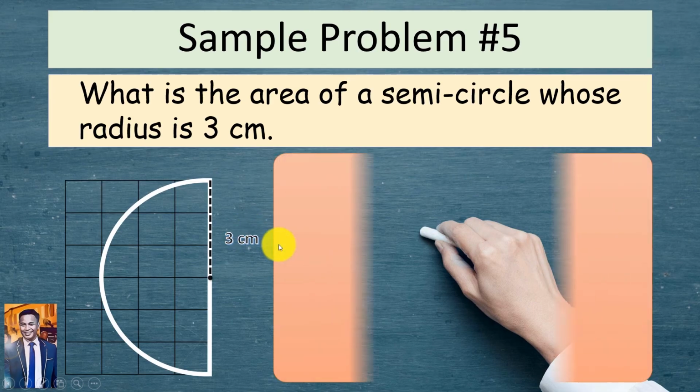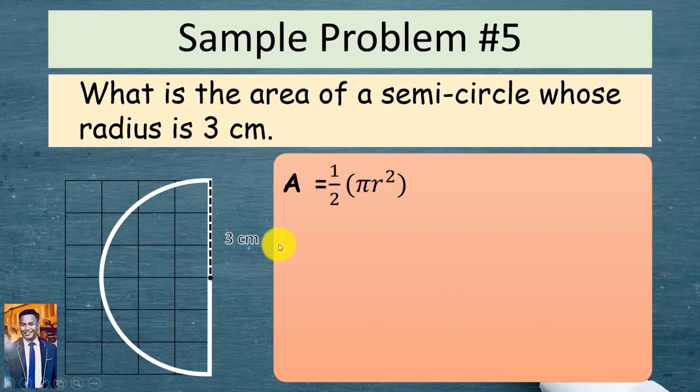Okay? Now, we are going to compute for it. Area is equal to 1/2 pi r squared. Okay, kaya mapapansin nyo, kalahati na lang. Bakit? Semicircle kasi. Okay, kaya naging 1/2 pi r squared. Remember, kanina, sabi natin, area of a circle is equal to pi r squared. Kaya ito naman, 1/2 pi r squared kasi kalahati na lang ng isang circle.